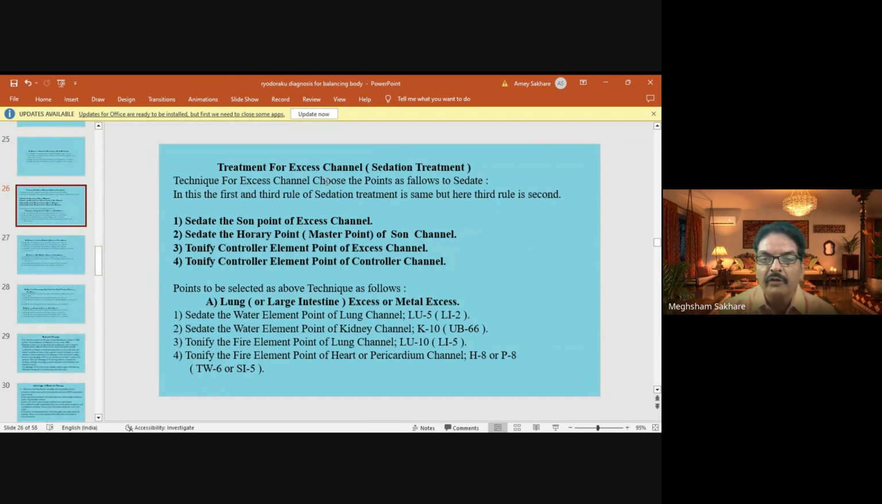Now treatment for the excess channel means sedation treatment. Technique for the excess channel, choose the points as follows. First and third rule of the sedation treatment is the same, but here third rule is second.